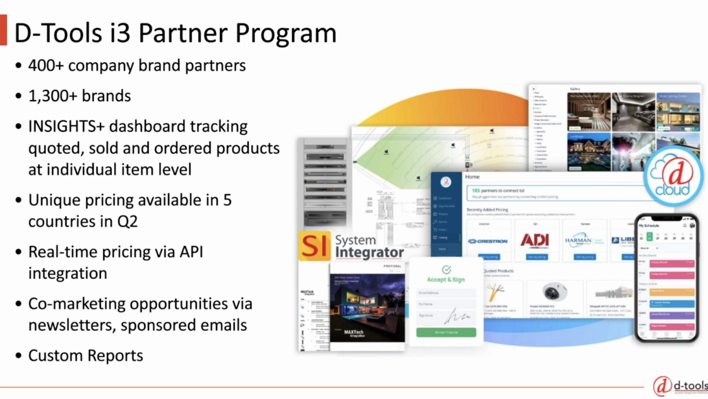Also, another highlight, we now offer unique pricing in 5 countries: the US, Canada, UK, New Zealand, and Australia. And we offer real-time API integration for pricing, so your product pricing can always be up to date. If you want to know about how you can have that connected with us, just ask. Also, we have other opportunities available for you to be able to connect with the dealers who are part of DTools via our newsletters and sponsored emails. Again, just ask us about that.